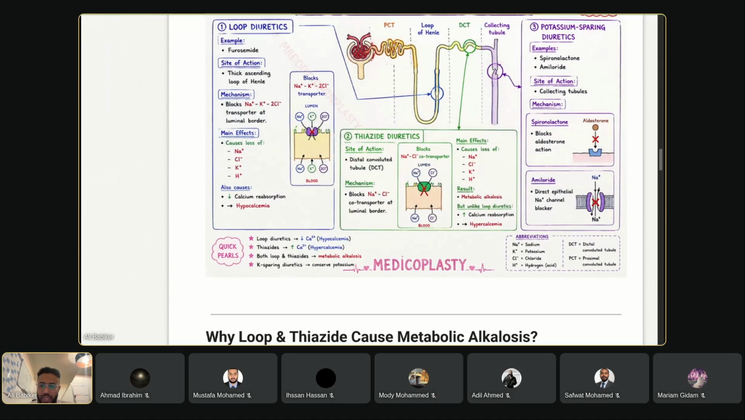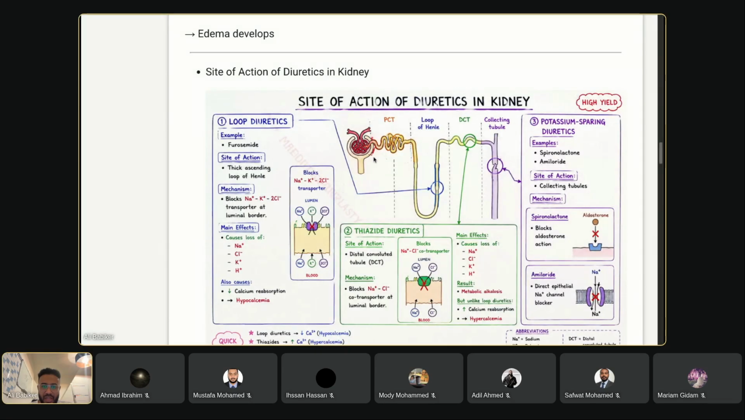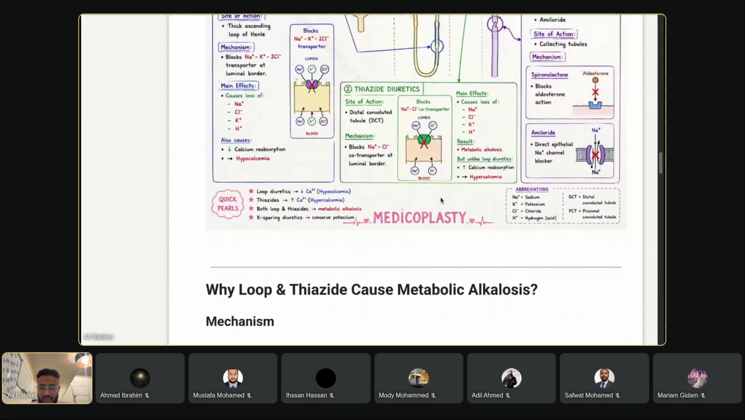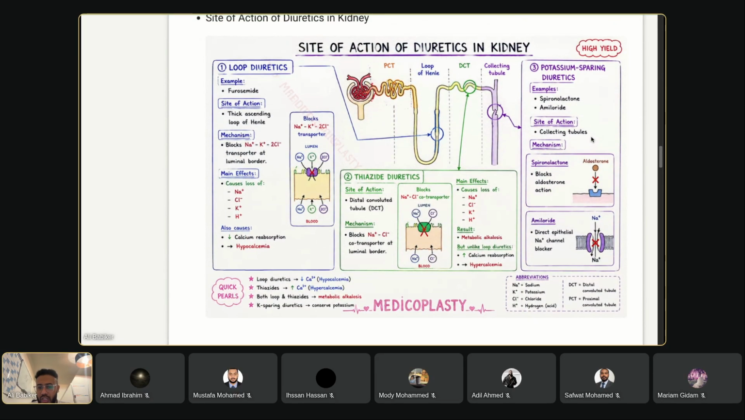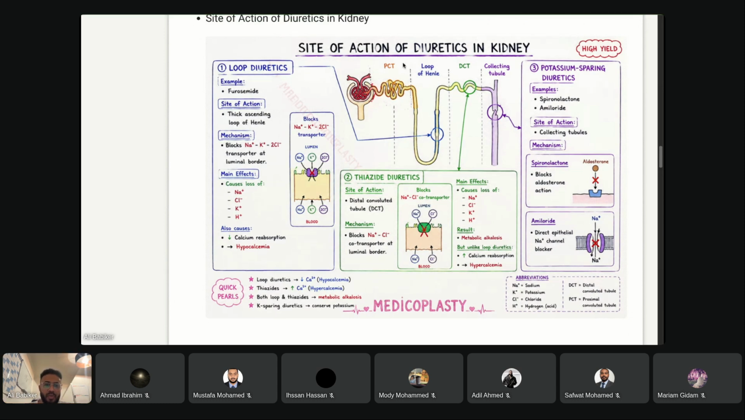Here, site of action of diuretics in kidney. I think we have another image for it. However, this is very high yield from a physiology point of view for so many reasons. I will focus on the most important points. However, you need to review all this image, all of it. Loop diuretics are around here, like furosemide. Why do we call it loop diuretic? Because they work at the loop of Henle. Site of action, thick ascending loop of Henle. You have thin and thick ascending. This is the thick ascending.